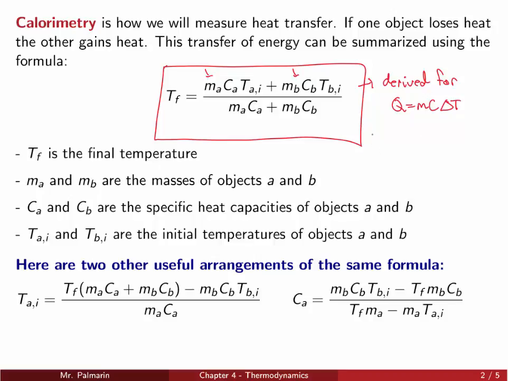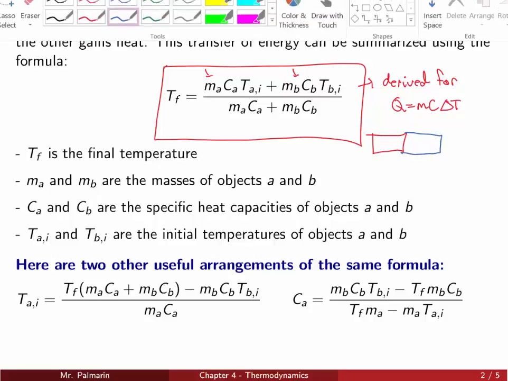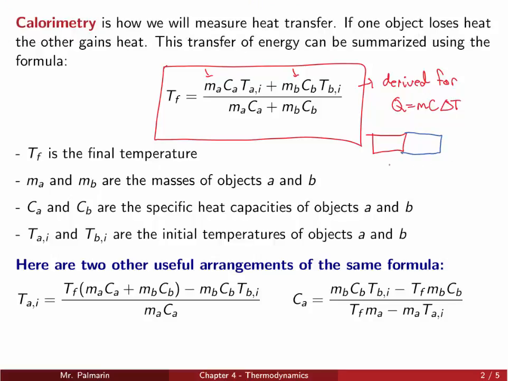Basically, if you have two objects that are touching, each of them will have their own mass. If this is A and this is B, they'll have their own mass, their own specific heat capacity, their own initial temperature. That's what TAI means. And then B, of course, will have its own mass, its own specific heat capacity, and its own temperature. Okay. Now, how do you actually derive that to be the final one? Let's do that at another time.